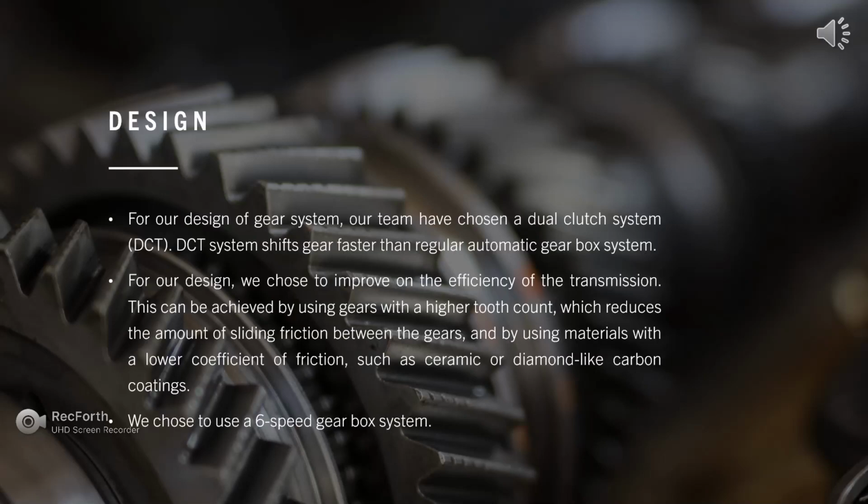So next, for our design of a gear system, our team has chosen a dual clutch transmission system. The DCT system shifts gears faster than a regular automatic gearbox system. For our design, we choose to improve the efficiency of the transmission. This can be achieved by using gears with a higher tooth count, which reduces the amount of sliding friction between the gears, and by using materials with a lower coefficient of friction, such as ceramic or diamond-like carbon coating. We also choose a 6-speed gearbox system.